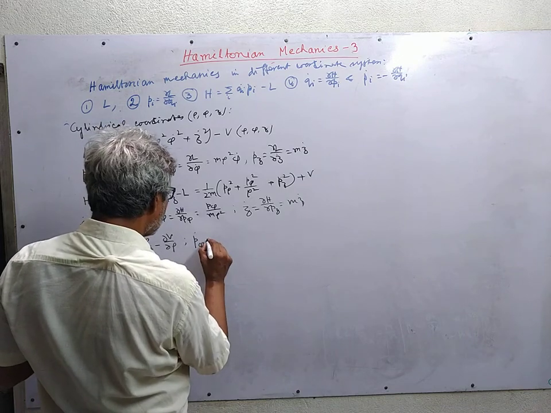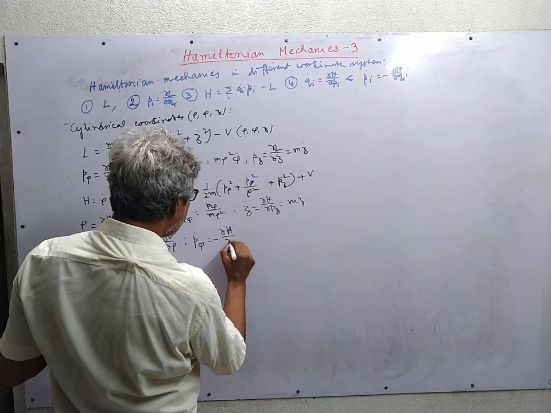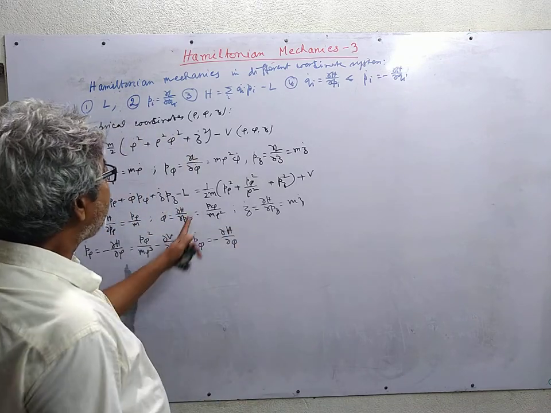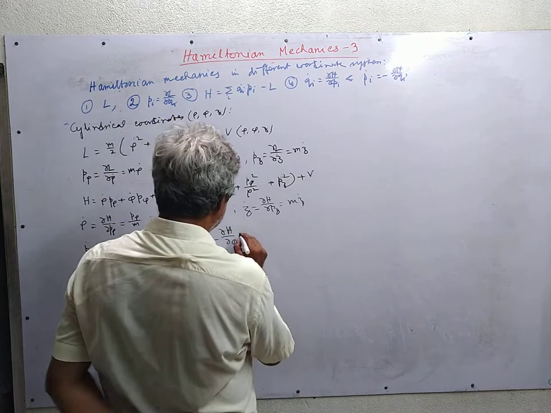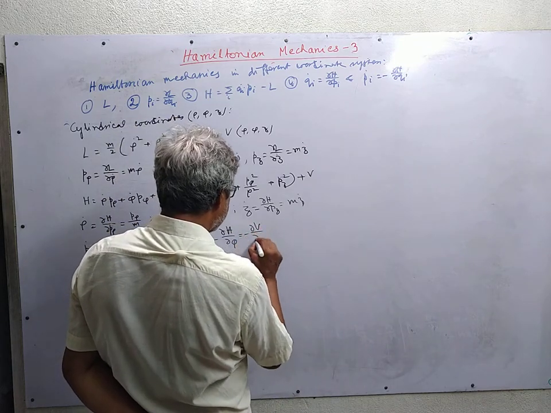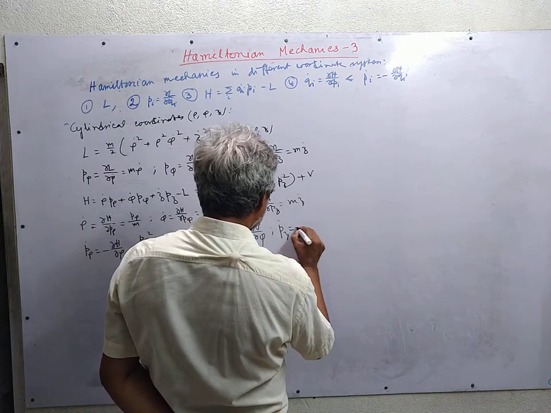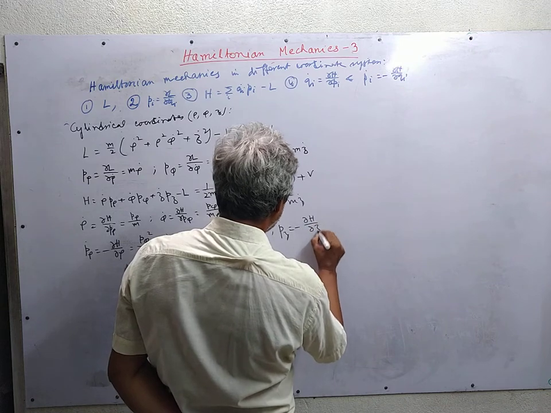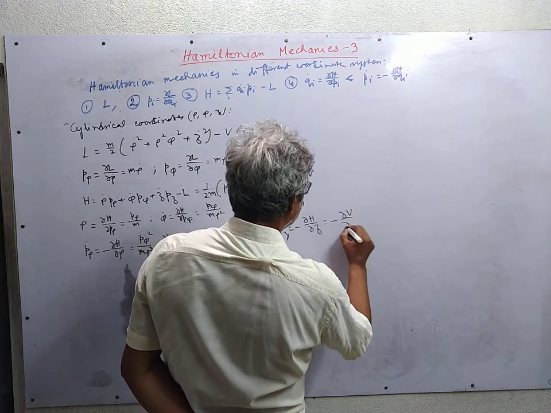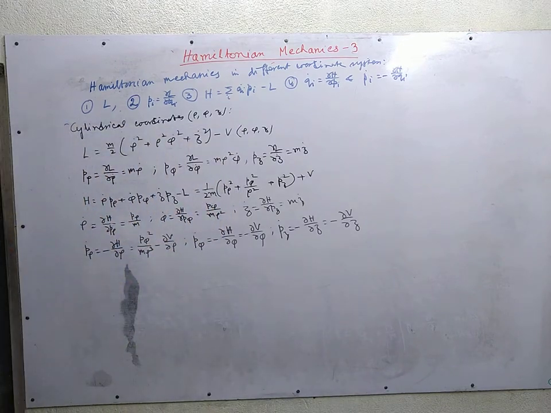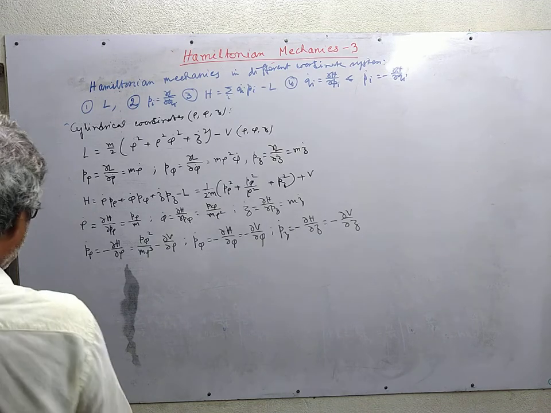P phi dot is equal to minus del H del phi. So there is no phi dependence except in V. So this is minus del V del phi. And finally, pz dot is equal to minus del H del z. So this is the general treatment. Only you need to use the specific form of V, and you will get the Hamiltonian equations of motion in the cylindrical coordinate system.